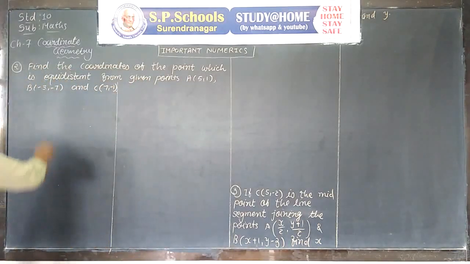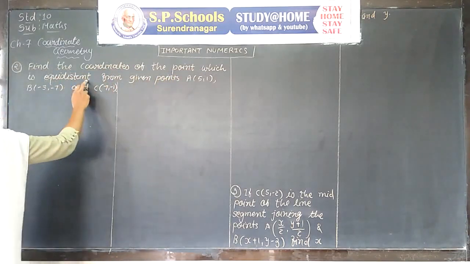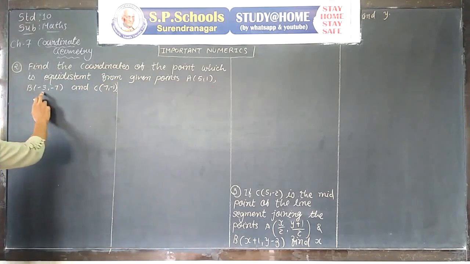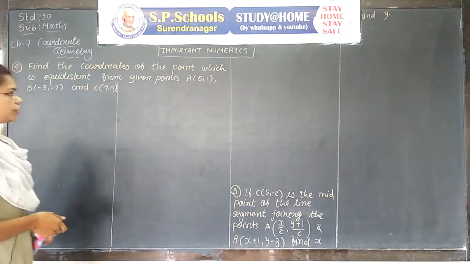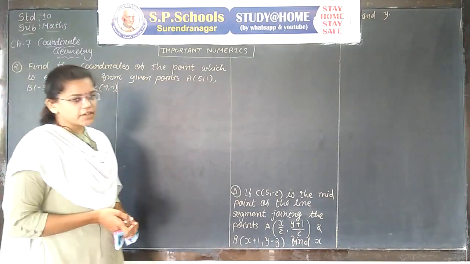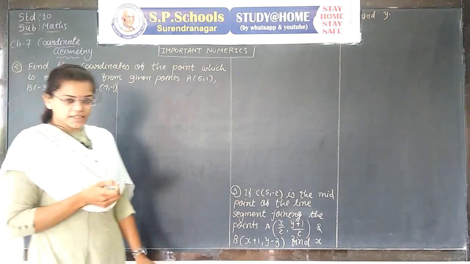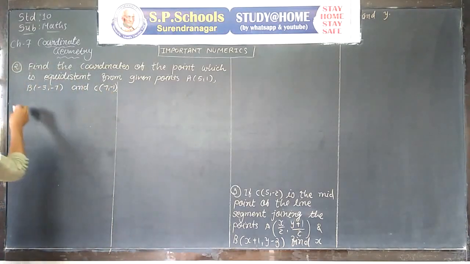See the question first. Find the coordinates of the point which is equidistant from the given points A (5, 1), B (-3, -7) and C (7, -1). We need to find the coordinates of the point which is equidistant from these 3 points. Let us take point P (x, y) which is equidistant from these 3 points.